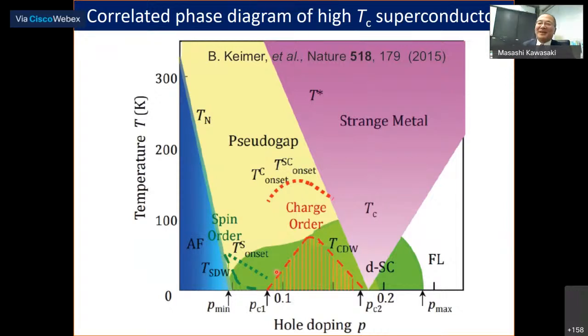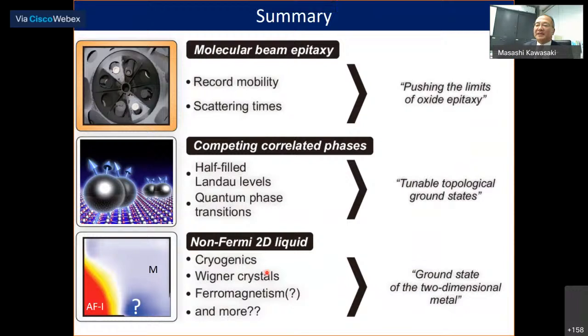So this is a very nice material system where you can extract some very interesting physics. Okay, let me summarize my talk. I talked on the progress of making high purity zinc oxide by using molecular beam epitaxy.